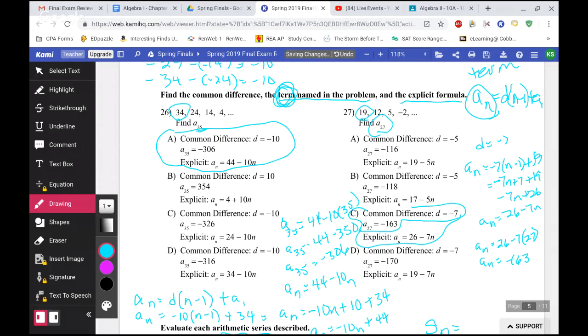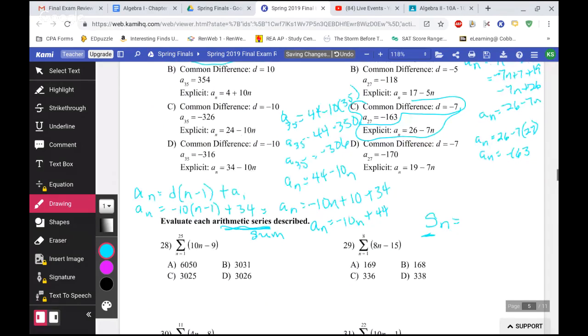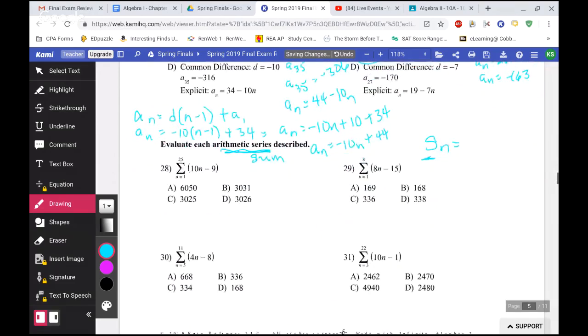Praise the Lord. So the common difference is -7. The 27th term is -163. And the explicit formula is A sub n equals 26 minus 7n. Cool. Thank you. All right.